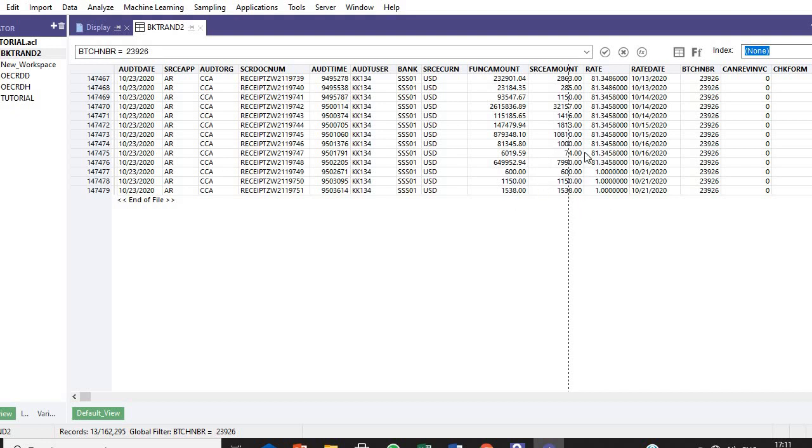So here, there you are, fellow auditors. This is how you audit the table BKTRAND. Like I said, this is a table which shows the banking transaction details. So these are the details that we're talking about. The source document number, the bank, the source currency, the rate date, and so on and so on.